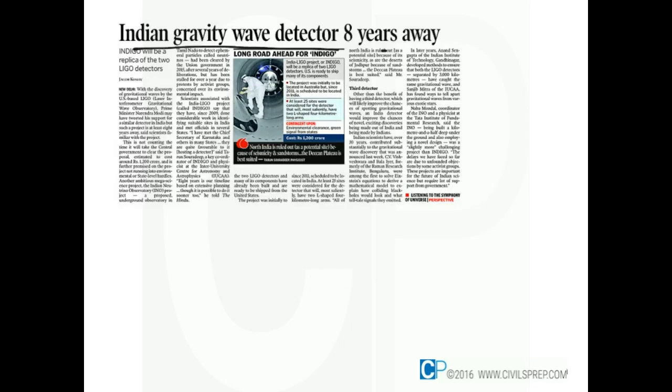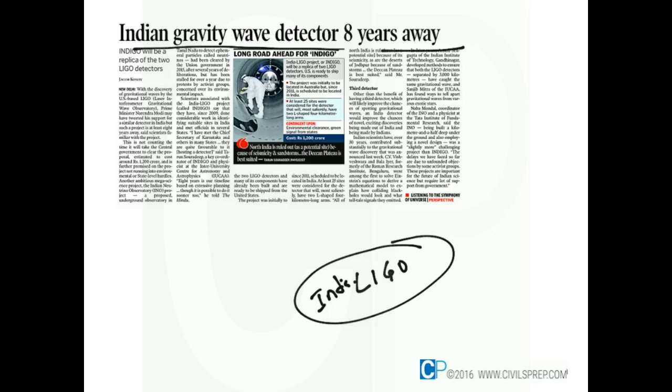And Indian gravity wave detection, 8 years away. Now, India is also building a LIGO-like detector. It is called India LIGO or IndIGO. LIGO stands for Laser Interferometer Gravitational Wave Observatory. The Prime Minister has also given his nod. It appears that it will take another 8 years for the identification of the right place and to install this particular system to take forward the research on physics in India.